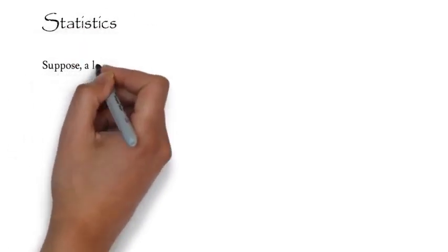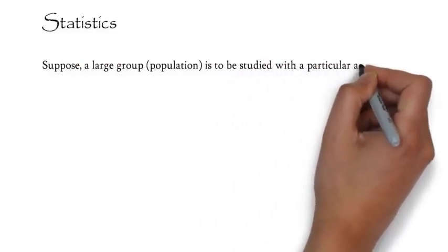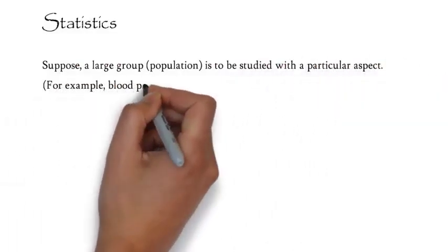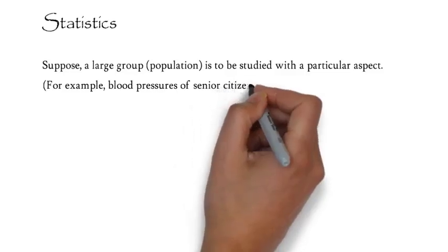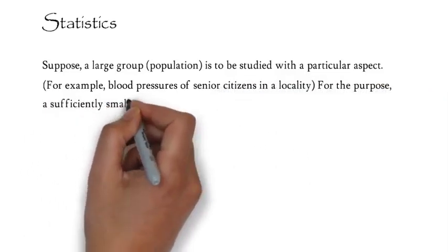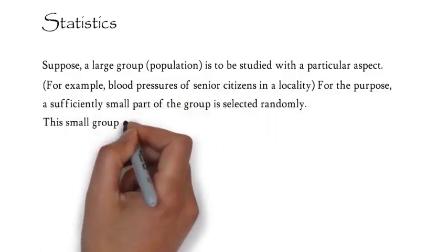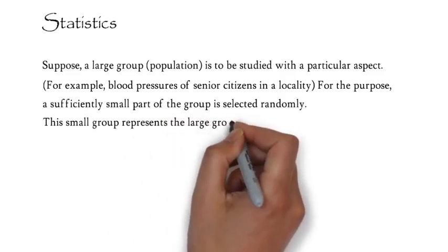Statistics. Suppose a large group, a population, is to be studied with regard to a particular aspect. For example, blood pressures of senior citizens in a locality. For the purpose, a sufficiently small part of the group is selected randomly. This small group represents the large group: a sample.